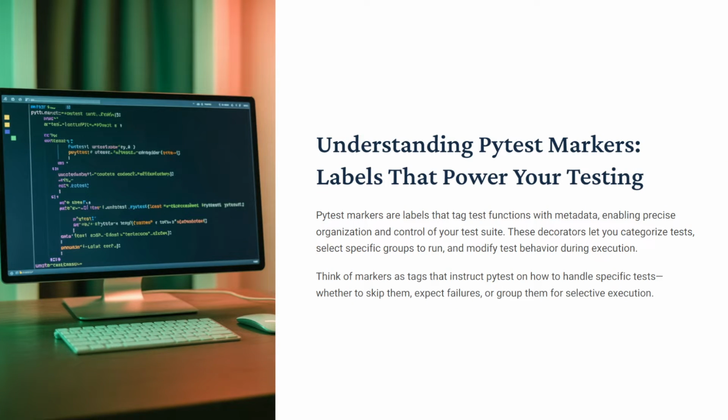In this video, we are going to understand PyTest markers, labels that power your testing. PyTest markers are labels that tag test functions with metadata, enabling precise organization and control of your test suite. These decorators let you categorize tests, select specific groups to run, and modify test behavior during execution. Think of markers as tags that instruct PyTest on how to handle specific tests, whether to skip them, expect failures, or group them for selective execution.